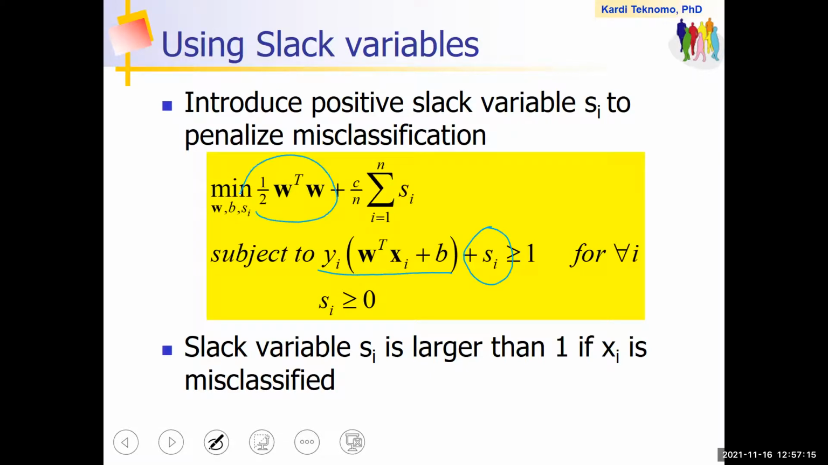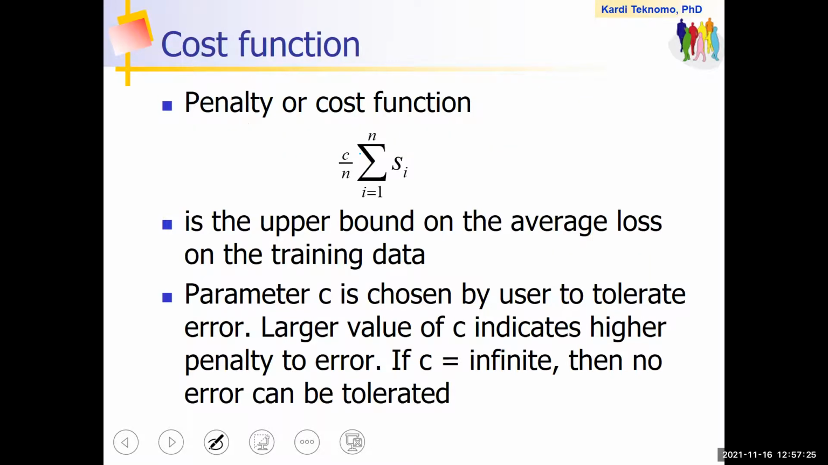Now, because of the introduction of the slack variable, I need to add this constant value. What is this? This constant value in the objective function is basically a cost function, the penalty. That penalty depends on the parameter C, which you can choose. Later today we will practice using Python, and you will see this parameter C is the one that you will input.